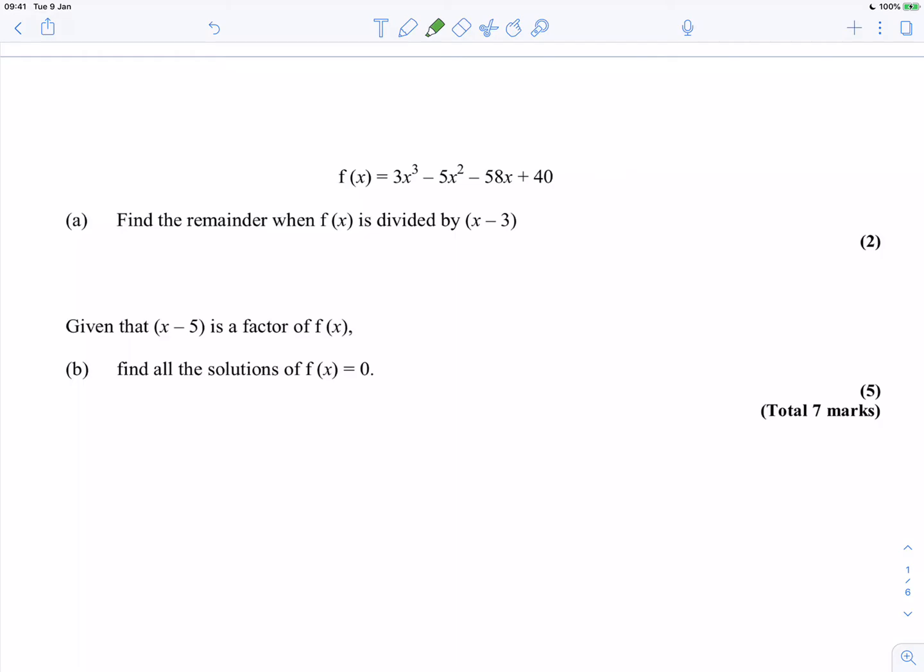Okay, find the remainder when f of x is divided by x minus 3. Well, same deal. We set this equal to 0, so that's clearly when x equals 3. So the remainder is when we substitute 3 into this. So I've got 3 lots of 3 cubed, minus 5 lots of 3 squared, minus 58 lots of 3, plus 40.